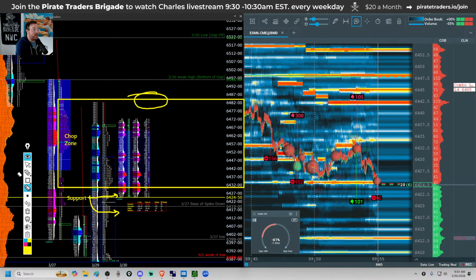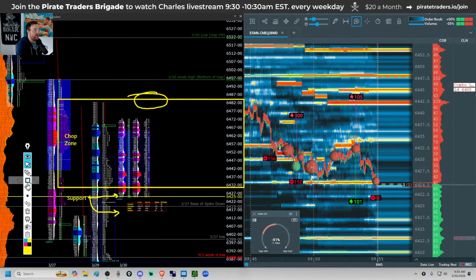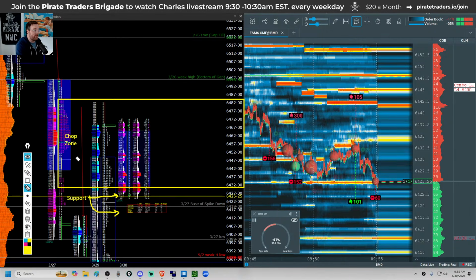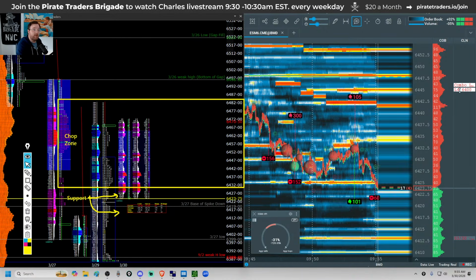When you ask me, how do I choose my chop zones? That's a whole much more complicated conversation about how I read support and resistance levels and where I look for changes in the market.